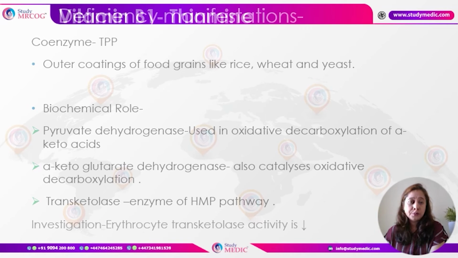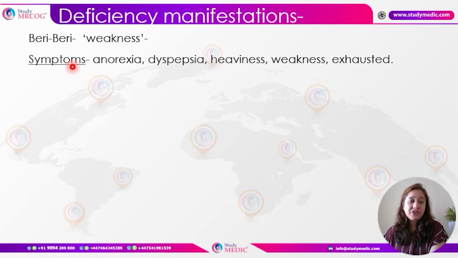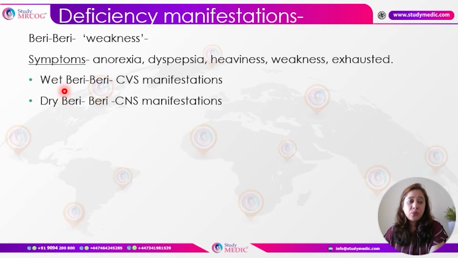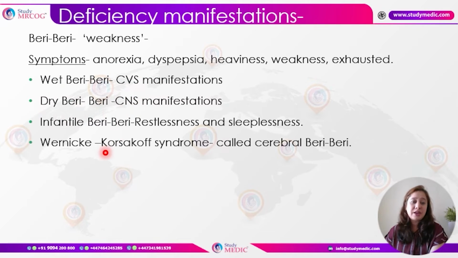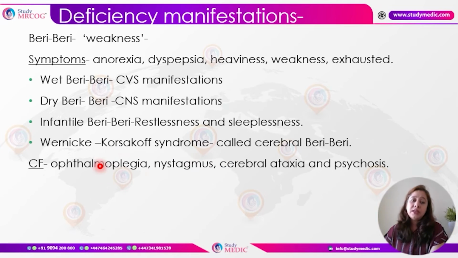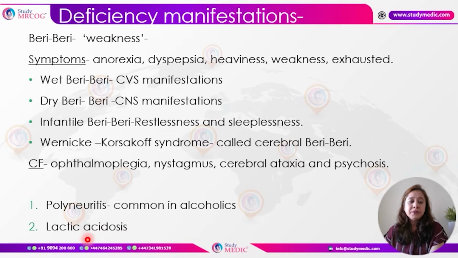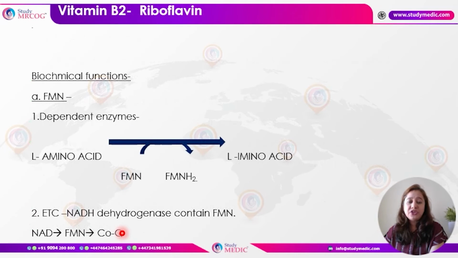The deficiency manifestation is beriberi. There are wet beriberi, dry beriberi, and infantile beriberi, where it is seen in infants presenting with restlessness and sleeplessness. Wet is because of predominant CVS manifestations. Dry is predominant CNS manifestations. Wernicke-Korsakoff syndrome presents with ophthalmoplegia, nystagmus, ataxia, psychosis. There are other manifestations which can present with acidosis also.